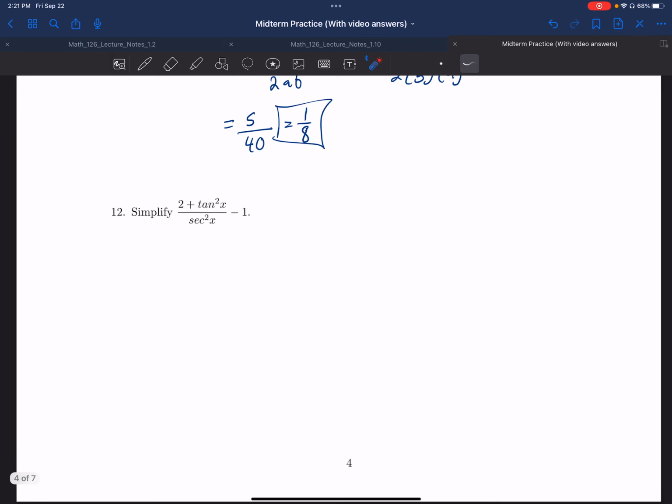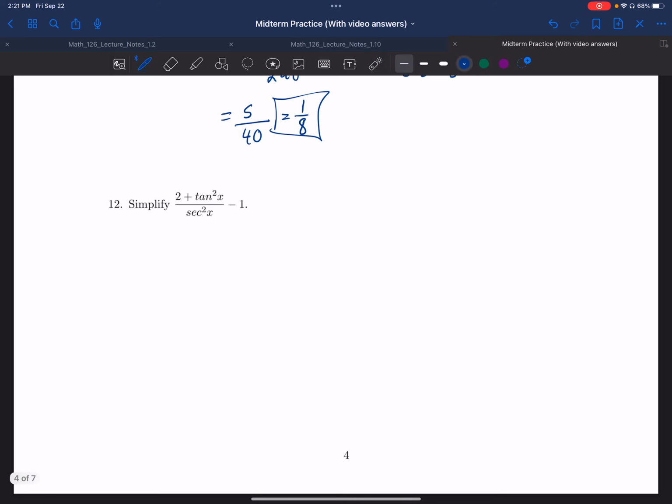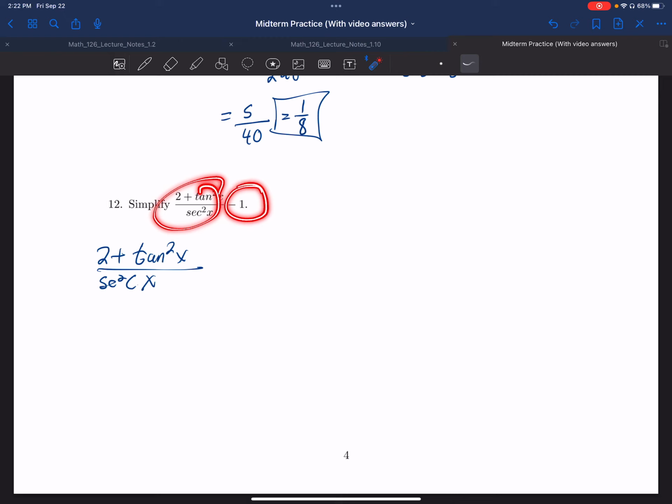Okay? All right, let's do a simplification. So here you have to simplify a trig expression. So sometimes it's a proof, sometimes it's a simplification. So in this case, it's a simplification. Usually the first thing you want to do is get rid of extra terms. So here we have two terms. Remember, terms are separated by plus or minus signs. So this is one term, this is another term. So we're going to just try to combine them.